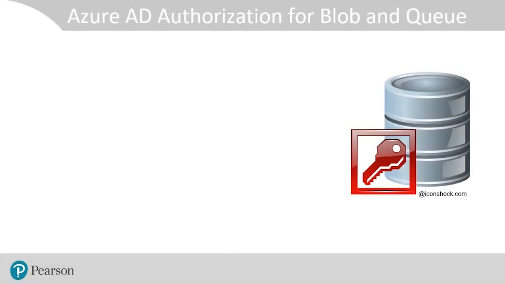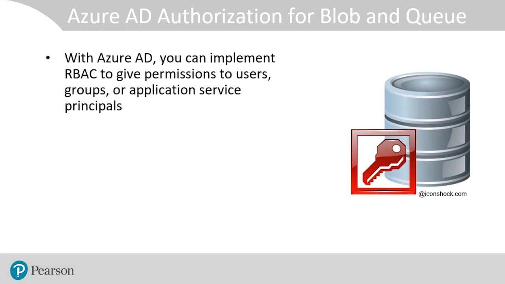In this lesson, we're going to configure Azure Active Directory authentication for a storage account. With Azure AD, you can implement RBAC, role-based access control, to give permissions to users, groups, or application service principals. Azure AD authorizes access rights to secured resources through RBAC.